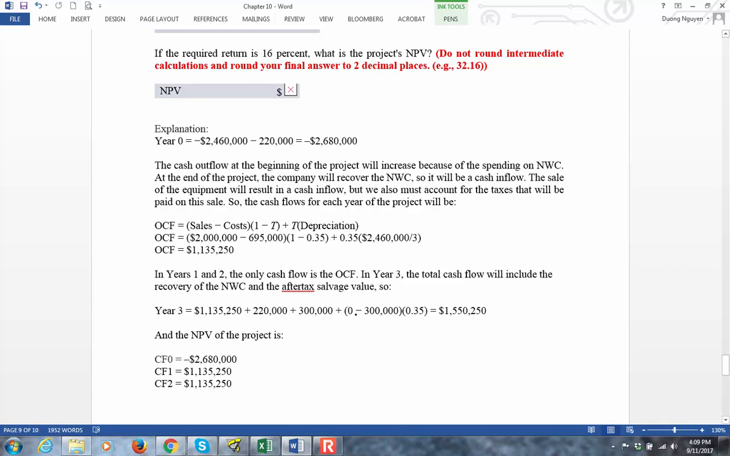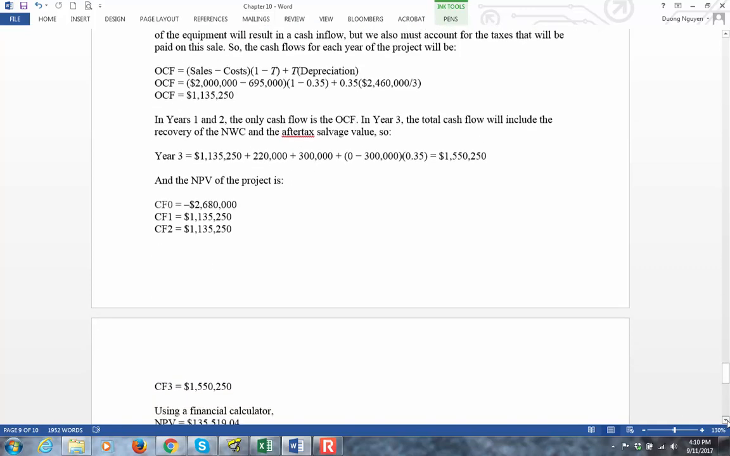So you have to pay taxes on the profit. The taxes will be equal to (market value $300,000 minus 0 book value) times 0.35. So this is the market value of $300,000 of the fixed assets minus the amount of taxes that the company has to pay when selling the fixed assets. You add all of them together, and the cash flow in year 3 is $1,550,250.